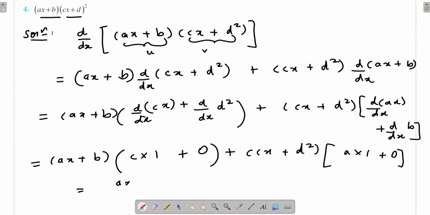So this will be equal to ax plus b multiplied by c, plus cx plus d square, bracket, multiplied by a multiplied by 1, which is a. You can keep the answer up to here, this is the answer, or you can multiply and get another answer that is equivalent to the answer here. So that is the fourth problem. Now let us go to the fifth one.